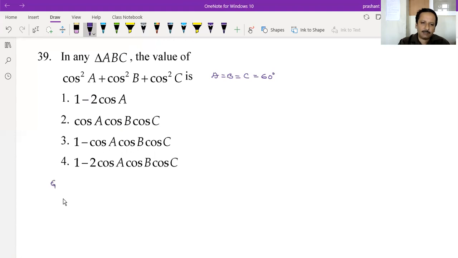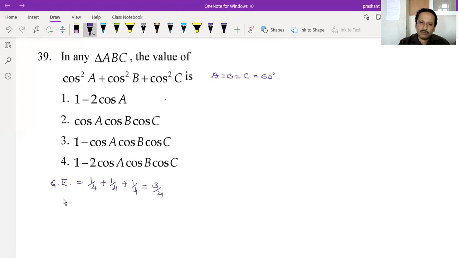Okay. So now, what happens to the given expression? The given expression has cos square A plus cos square B plus cos square C. I'm putting A equal to B equal to C equal to 60. Cos 60 is 1 by 2, so cos square 60 is 1 by 4. Similarly, 1 by 4, 1 by 4. This sum is equal to 3 by 4. Now I will substitute the same in all the options.